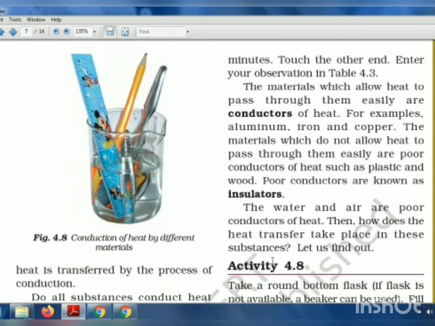Now we have studied two mediums: one is solid and the other is liquid. In solids, how heat is transferred, and in liquids, how heat is transferred. Now water and air are poor conductors of heat. Then how does heat transfer take place in these substances? How does heat transfer take place in water and air?